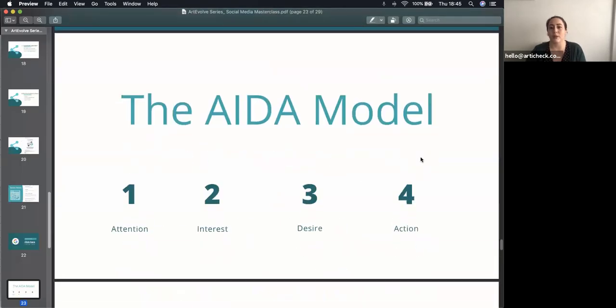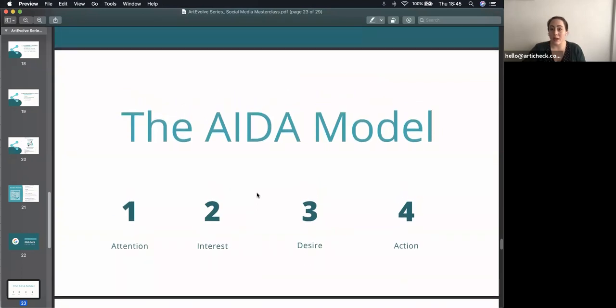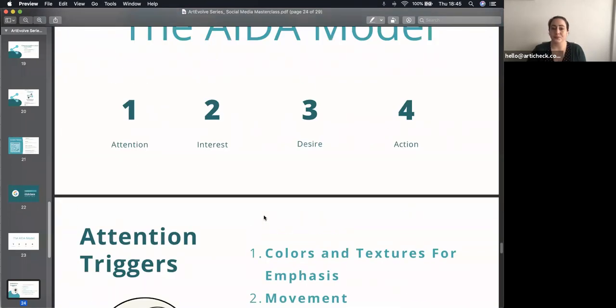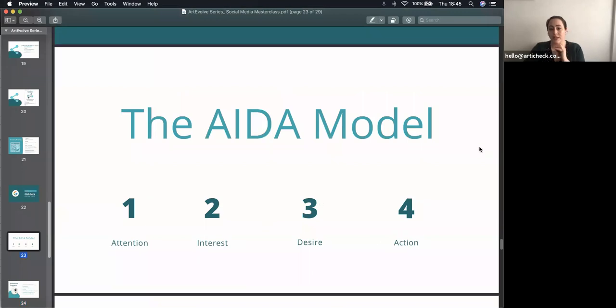We have one more thing we're going to talk about, which is the AIDA model. The AIDA model is a method for you to create great content. It's a way to think about creating the content. There are four steps to it: attention, interest, desire, and action. We'll go over each of these in detail, but this is how it works.